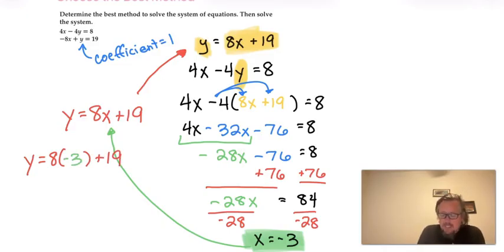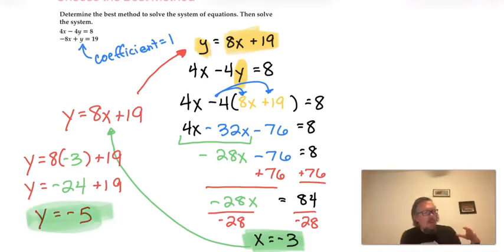And with a calculator, this is a one-stepper, but without a calculator, we can do it in 2 steps. 8 times negative 3 is negative 24 plus 19. And negative 24 plus 19 is negative 5. So y equals negative 5 is the solution here.